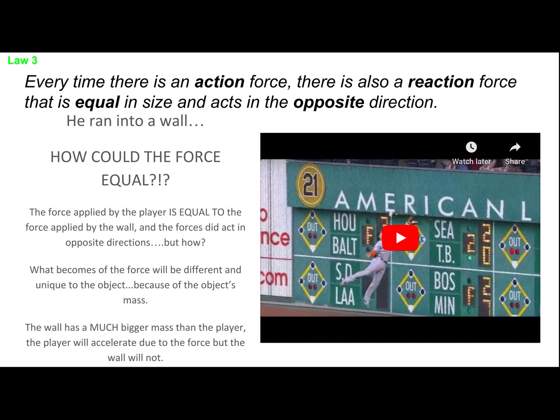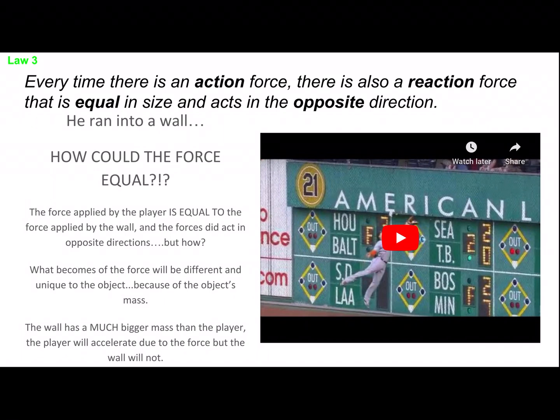Oh, yikes. Well, the force applied by the player is equal to the force applied by the wall. The result, however, is a little different. The wall is strong, the wall is heavy, the wall is not moving because it is so much heavier and larger than the person. Actually, the size of it doesn't matter. It's really the weight. That baseball player does not weigh nearly as much as the wall would. Therefore, the result of those equal forces, the person hitting the wall and the wall hitting the person, the result of that is going to be different.